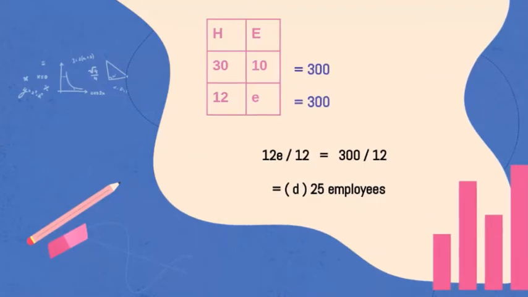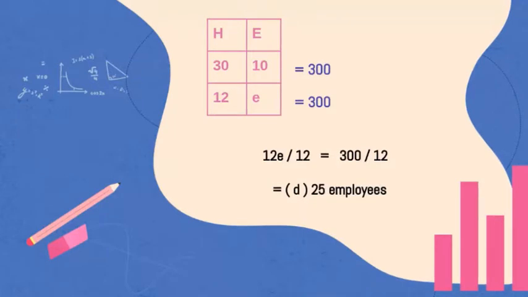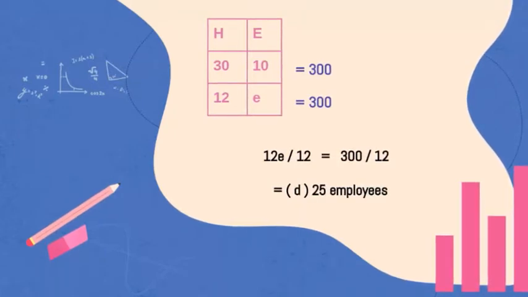So the first thing, we have 30 hours and 10 employees. We're going to multiply that. 30 times 10 equals 300. We're going to do the same thing to the second one. 12 times E equals 300.